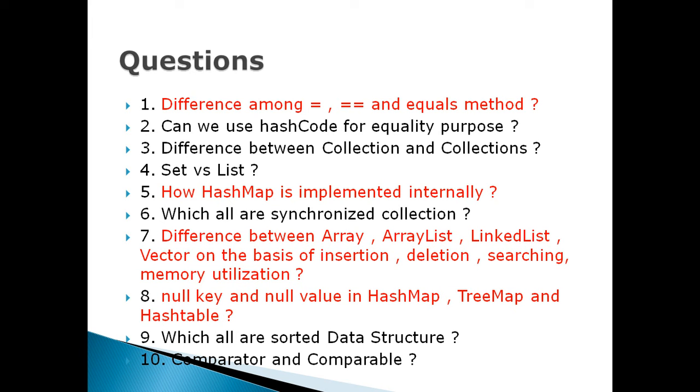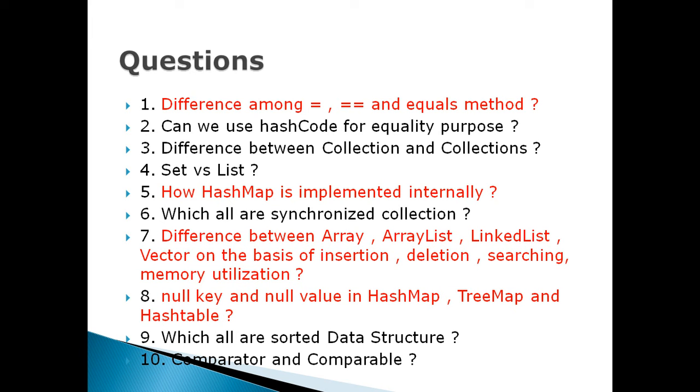Then TreeMap. Can it support null key? No. Why? Because TreeMap will sort the data based on the key, and you cannot compare null with any other data, right? So TreeMap does not support null key. Can it support null value? Yes, I can have multiple null values, no problem at all.